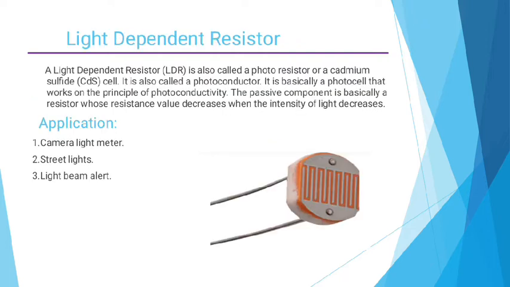Next is a light dependent resistor. We are using the LDR to measure the light intensity of the environment. It is basically a resistor whose internal resistance increases or decreases depending on the level of light intensity experienced on the surface of the sensor.